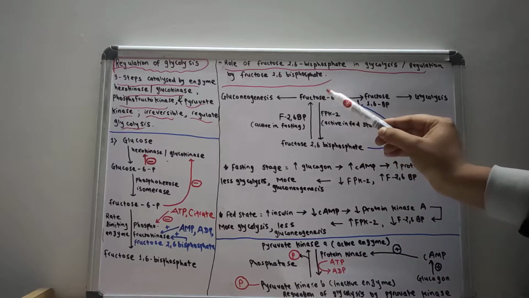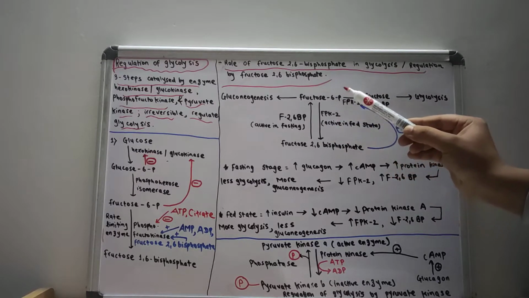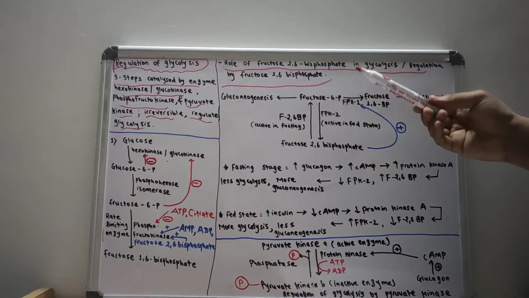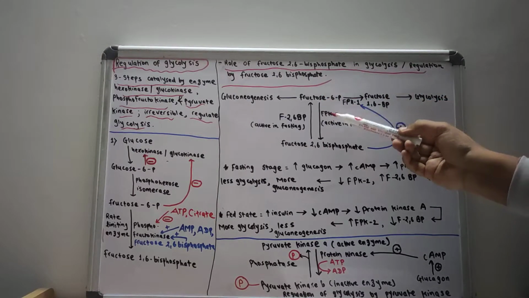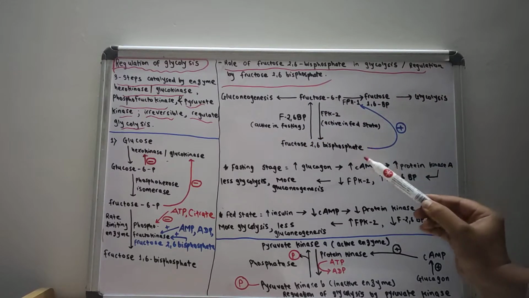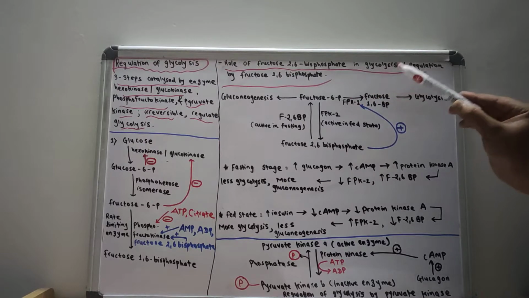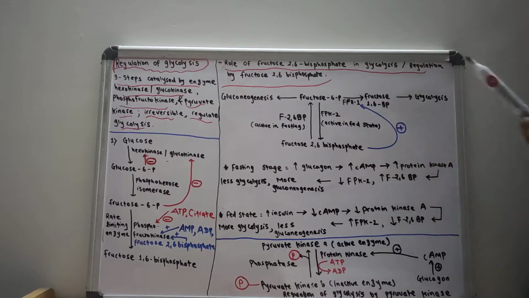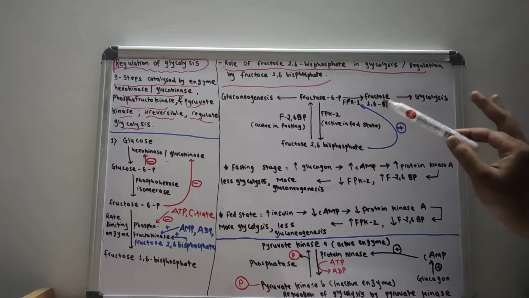So from the fructose 6-phosphate, phosphofructokinase 2, the enzyme phosphofructokinase 2, again I am going to tell you, is that fructose 6-phosphate upon the action of phosphofructokinase 2 is converted to fructose 2,6 bisphosphate. And this fructose 2,6 bisphosphate activates phosphofructokinase 1. So fructose 2,6 bisphosphate will increase the activity of the enzyme phosphofructokinase 1. So there will be more glycolysis if there is fructose 2,6 bisphosphate.